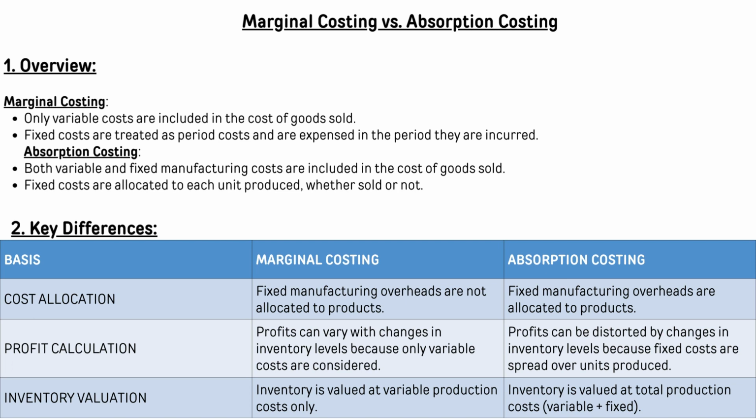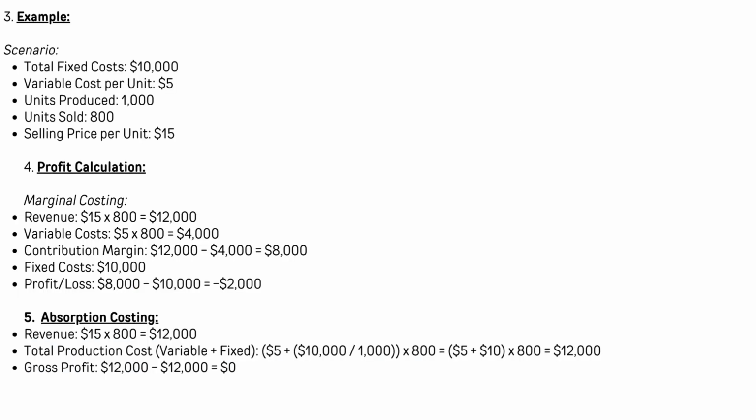Basis. Inventory valuation. Marginal costing: inventory is valued at variable production cost only. Absorption costing: inventory is valued at total production cost, variable plus fixed. Here are some examples.